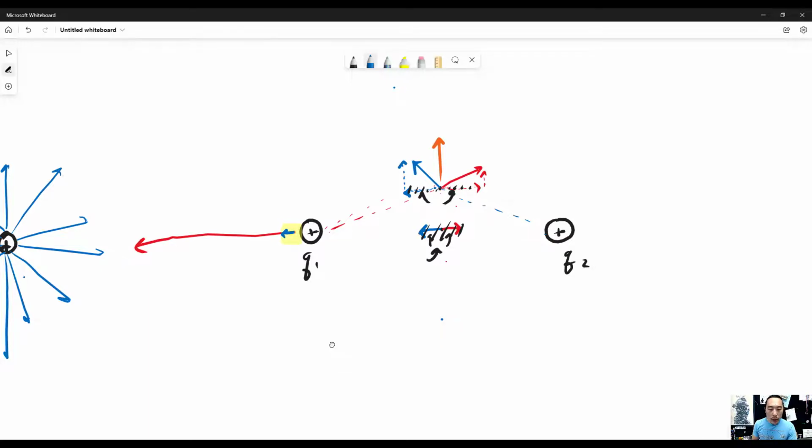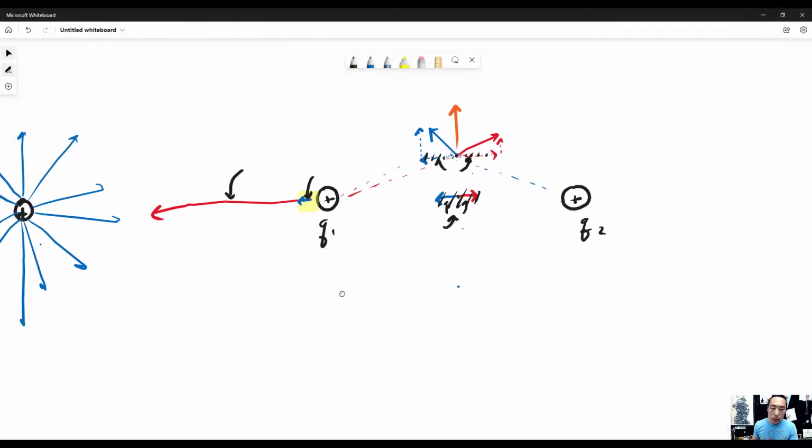And so with this Q1 E field vector and this Q2 E field vector, when you add them up together, we would just draw it as a vector field going straight out to the left. Okay, so there's a couple of things that we need to take into consideration.